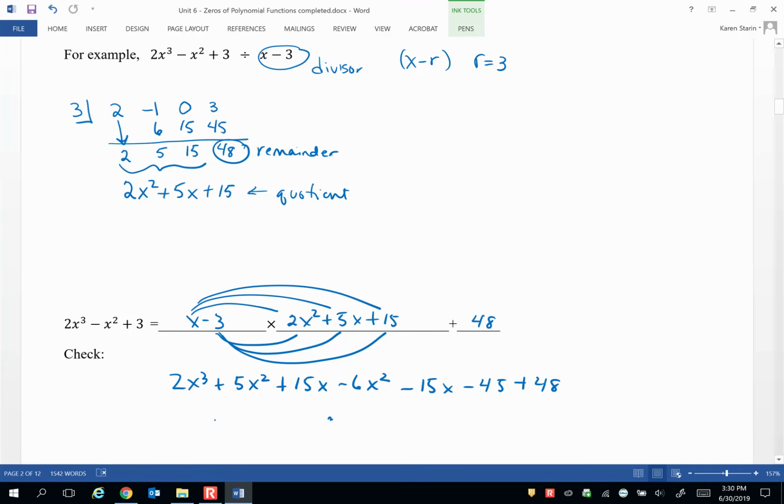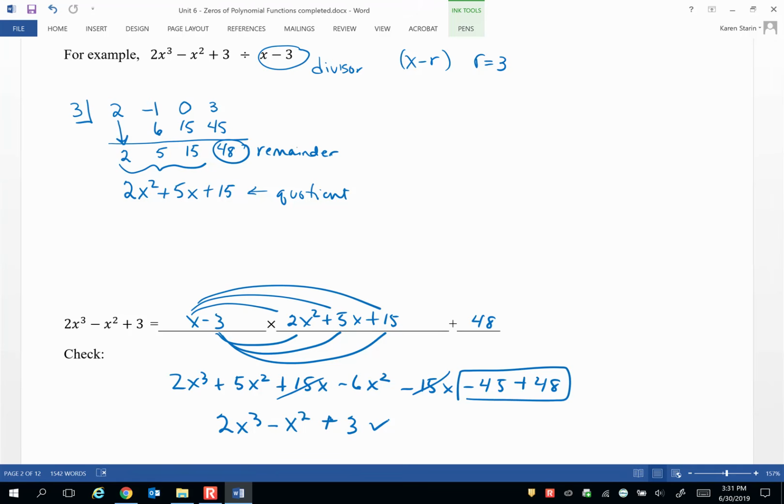And then we gathered like terms and got 2x cubed. Remember, our 5x squared minus 6x squared gave us the minus x squared. Our 15x and -15x canceled each other, and then we had plus 3 with our two constants adding together. So it should be no surprise that we get the same answer as we did with long division.